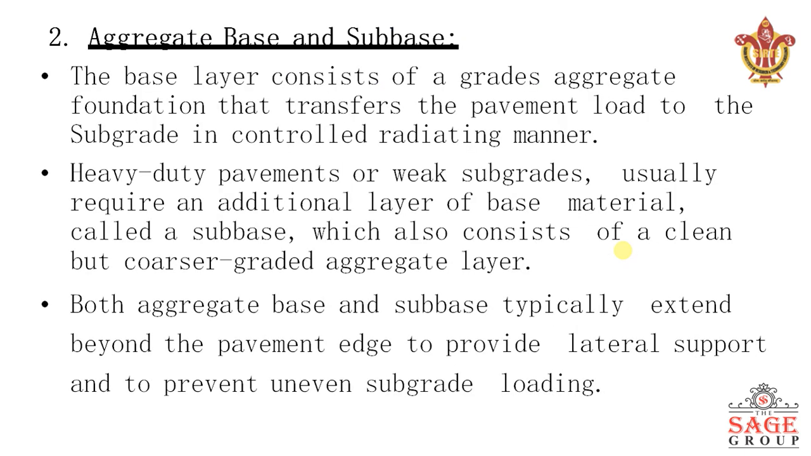The other layer is the aggregate base and subbase. The base layer consists of a graded aggregate foundation that transfers the pavement load to the subgrade in a controlled radiating manner. Heavy-duty pavements or weak subgrades usually require an additional layer of base material. This layer is known as subbase. It also consists of a clean but coarser graded aggregate layer.